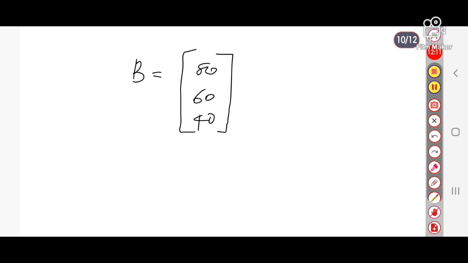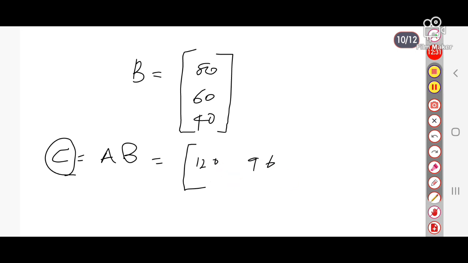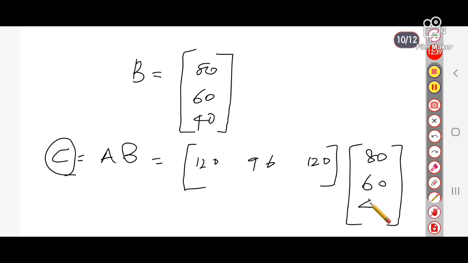So by this question we can generally tell that C equals AB. The C denotes the total amount that the bookshop will receive from selling all the books, right? So upon multiplying these two, that is 120, 96 and again 120 into 80, 60 and 40. This is a 1 cross 3 matrix and a 3 cross 1 matrix multiplication.